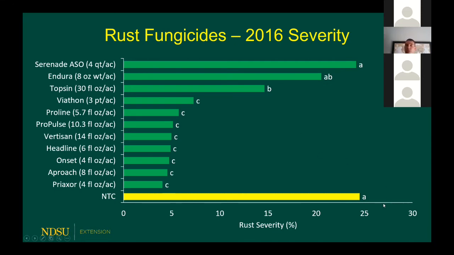Okay. So QOIs, strobilurins, pretty good. DMIs, the triazoles, pretty good. Some of the SDHIs, okay. But there's products out there. And again, I will put this also in the crop and pest report so they'll have more information as the season progresses.